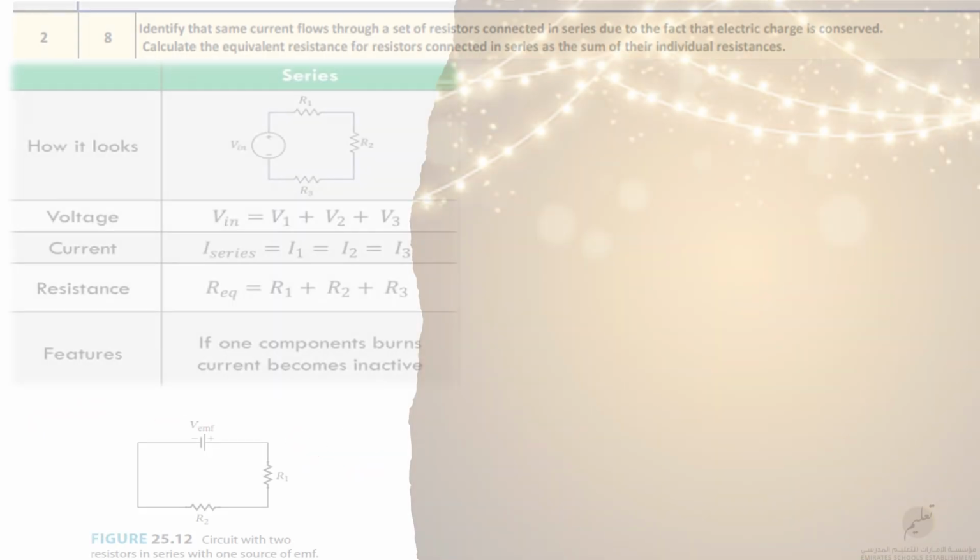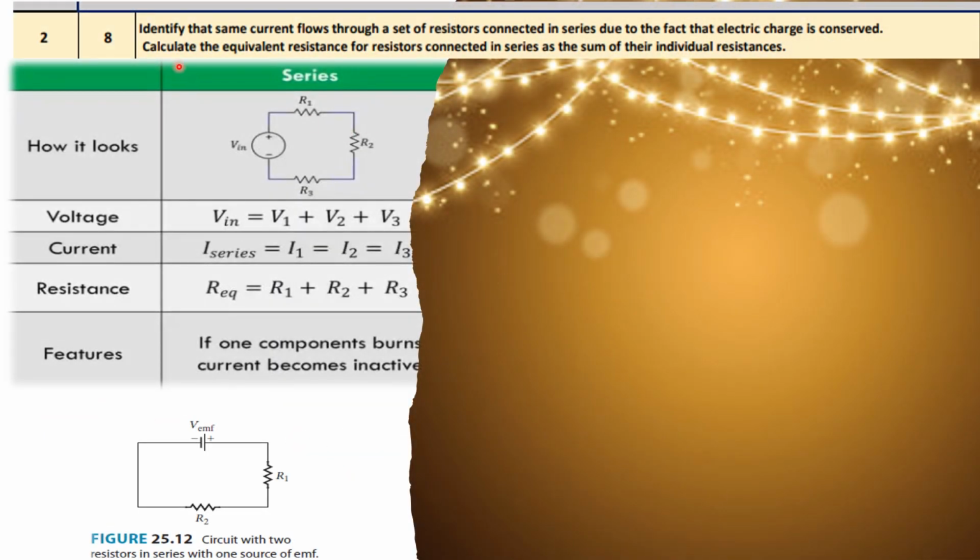We continue with bullet number 8. Identify that the same current flows through a set of resistors connected in series. So here we are talking about a circuit where the resistors are connected in series, like in this picture. All of them, of course, have the same current, I1 equal to I2 equal to I3, due to the fact that the electric charge is conserved. Calculate the equivalent resistance of resistors connected in series. So how do we combine the resistances in a series circuit? Of course, you need to add all the values, R1 plus R2 plus R3.